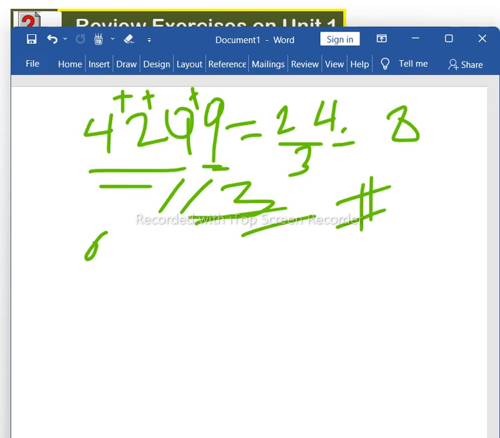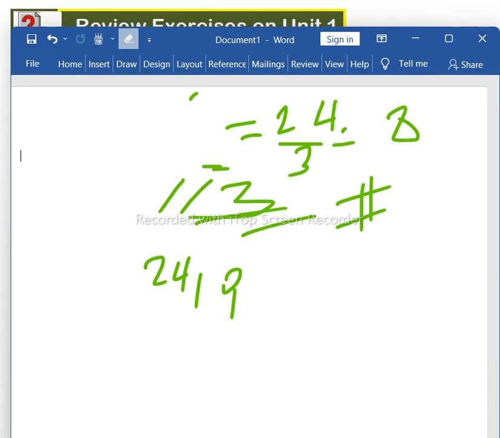Again, not divisible by 9 because the sum of the digits of this number is 24. 24 is not divisible by 9, so this number is not divisible by 9. Again, by 10 it is not divisible because the last digit of this number is 9. A number is divisible by 10 if the last digit of the number is 0. So this is all about B.